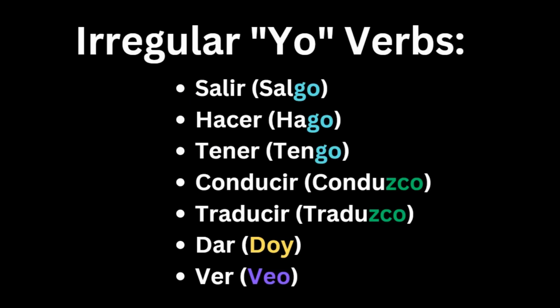When using verbs like salir, hacer, tener, conducir, traducir, dar, and ver, you have to remember that these verbs follow the normal syntax across all of their pronouns, except in the yo pronoun, which therefore makes the verbs irregular yo verbs. And actually, these verbs would be practical to use whenever you decide to speak Spanish, but just remember to utilize the yo pronoun properly with them.